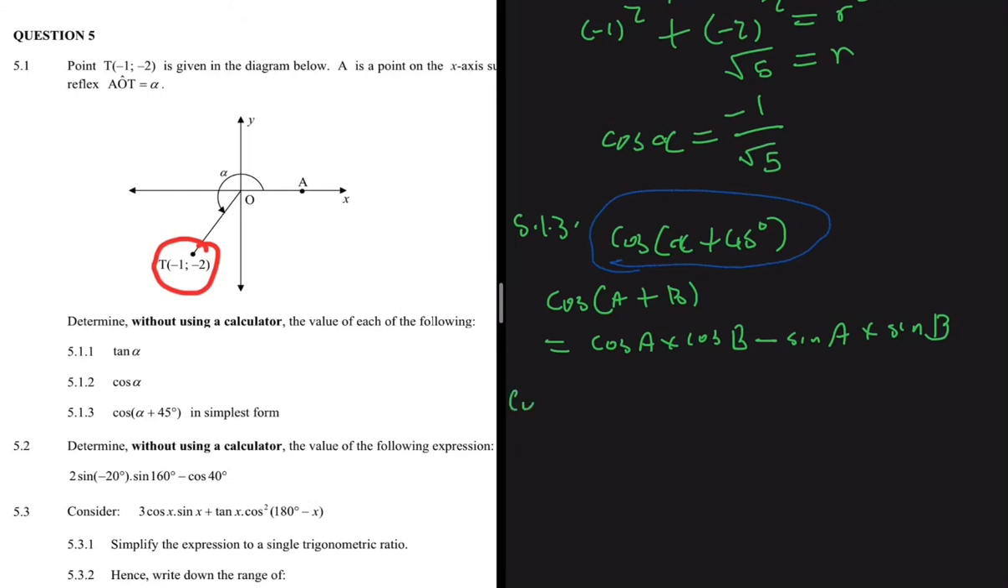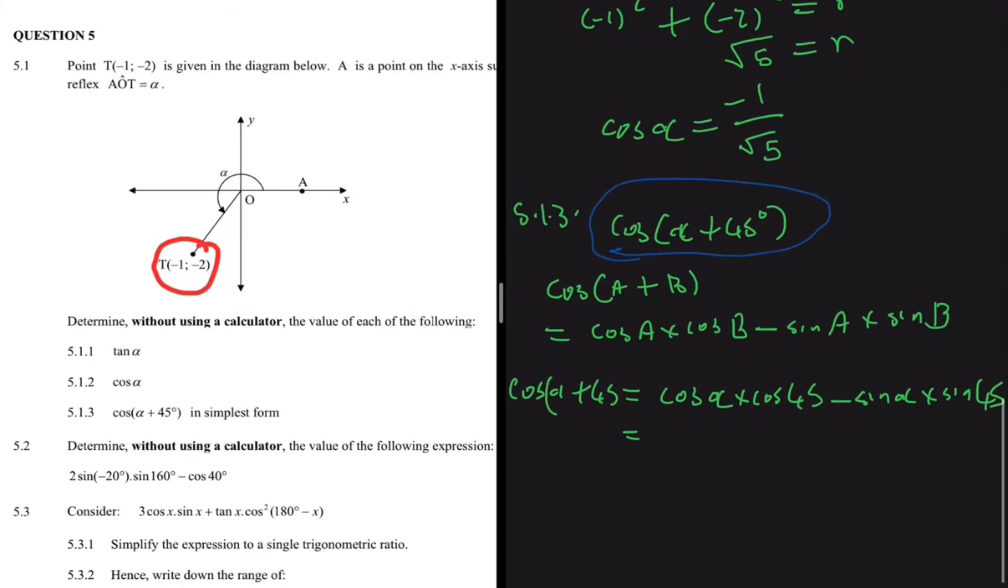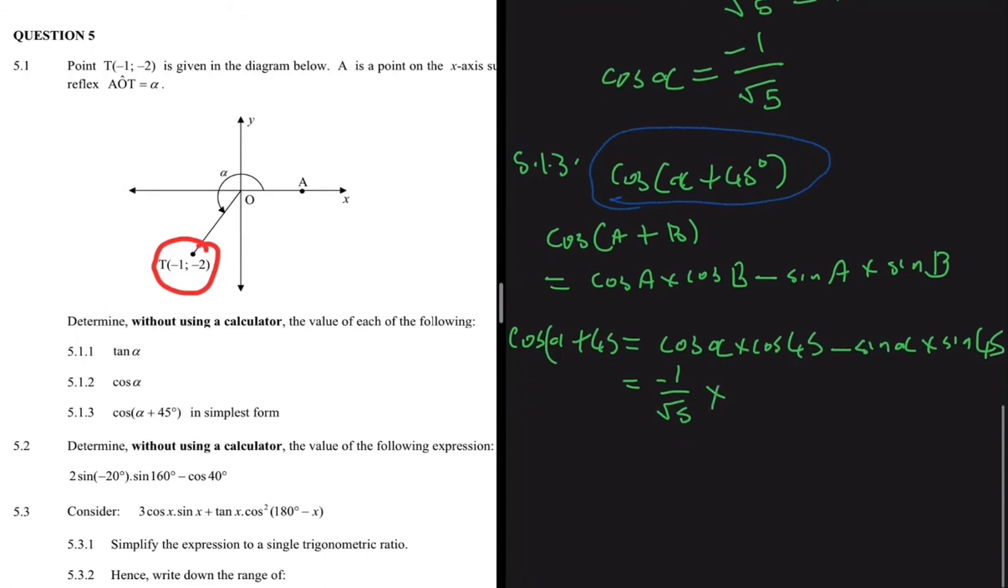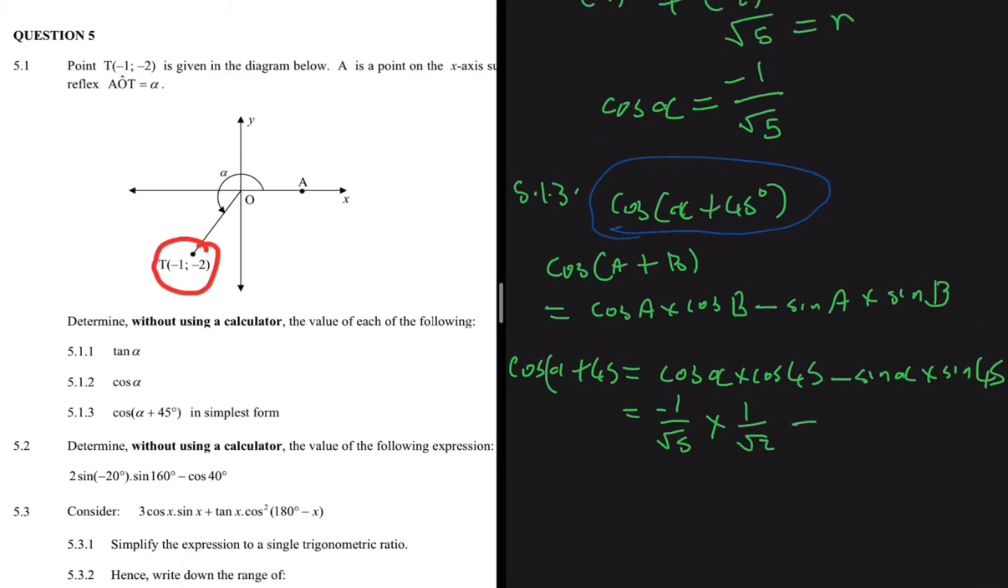So now we're going to say cos of alpha plus 45 will be equal to cos of alpha multiplied by cos of 45 minus sine of alpha multiplied by sine of 45. So what is cos of alpha? We know fully well that that is minus 1 divided by the square root of 5. And then what is cos of 45? That is a special angle, right? That is 1 divided by square root of 2, minus sine of alpha.